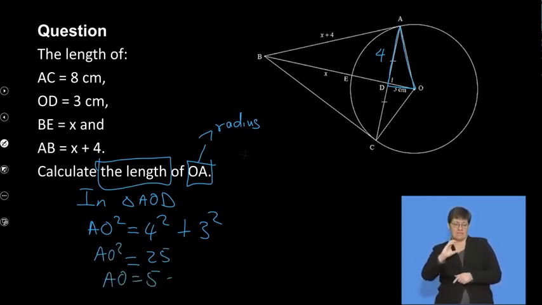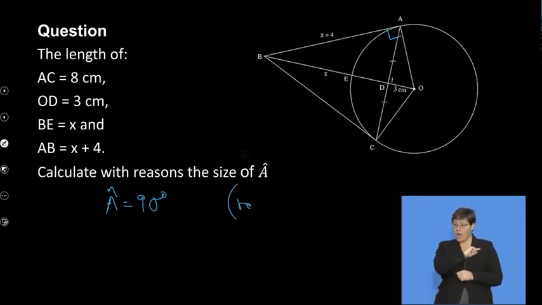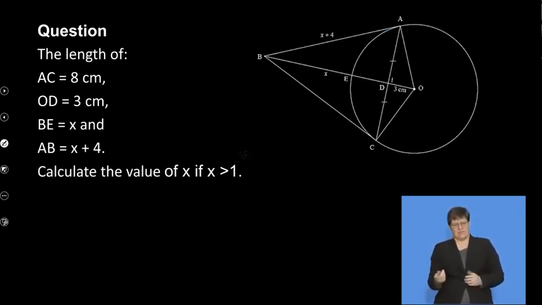is equal to 5 centimeters. And then the next question is calculate, now with reasons, the size of A, right? The size of A will also be 90 degrees because the radius is perpendicular to the tangent. So A will be equal to 90 degrees, and this is radius perpendicular to tangent, because we do know that those are tangents and that is a radius. The value of x if x is greater than 1. They just want you to find x. Whatever you get, it must be a value that is greater than 1.